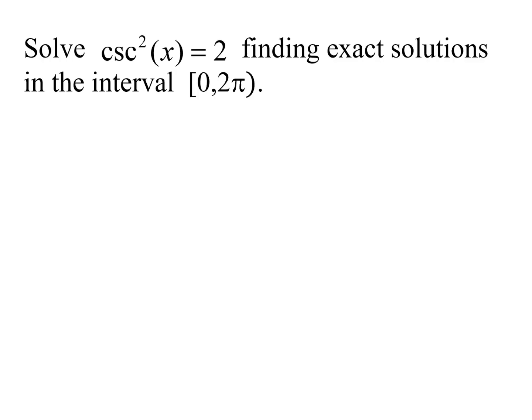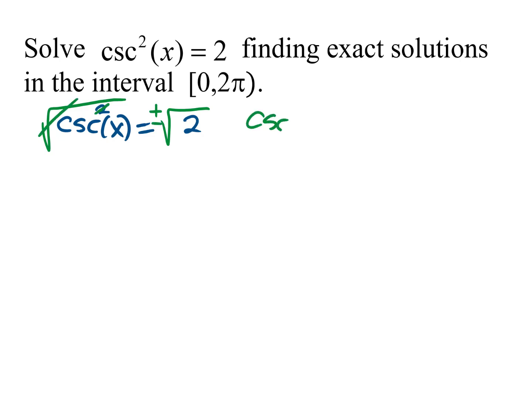We want to solve cosecant squared x equal 2, finding exact solutions on the interval from 0 to 2 pi. The first thing I'm going to do is isolate the trig function. That means get it by itself, and it was a squared and a 2, so I am going to square root both sides so I can get rid of the squared, and if we square root we need to put a plus and a minus. So these two cancel and I have cosecant of x is plus or minus square root of 2.